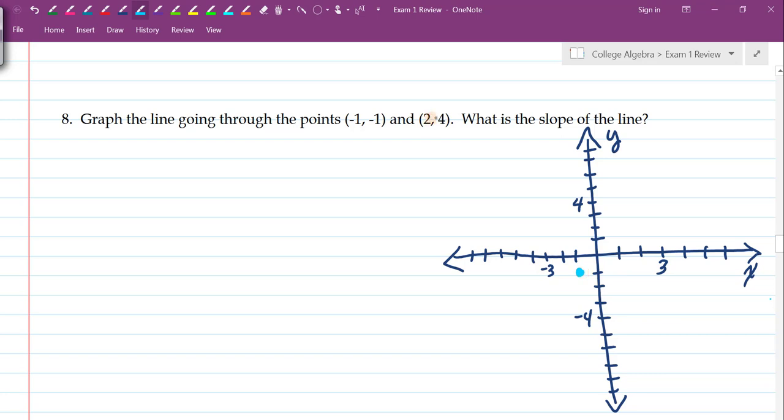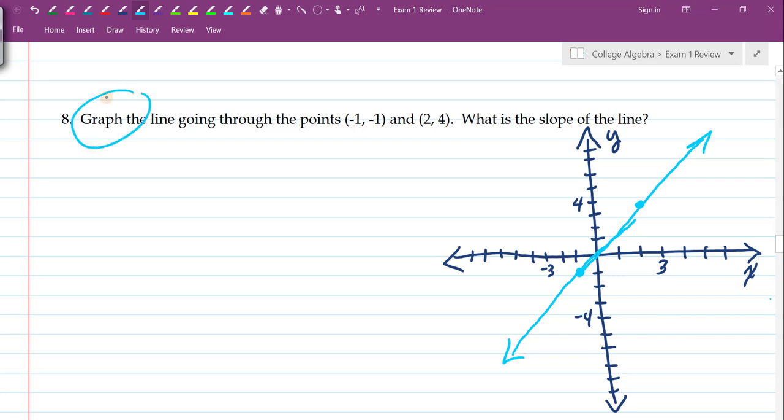My second point is (2, 4). So I'm going to go +2 in the x direction. And then I'm going to go +4 in the y direction. That's 1, 2, 3, 4. And that's going to be right about there. And so then I'm going to connect my points. There we go. And that is going to be the graph of my line.